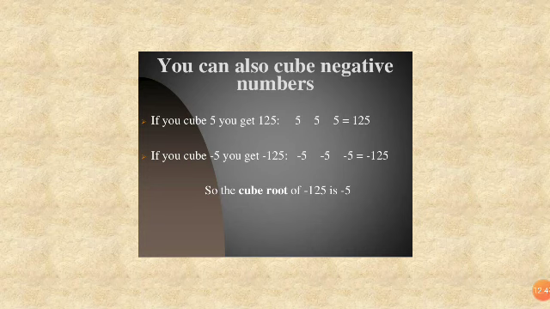A negative number is also multiplied 3 times in a cube. Minus 5 into minus 5 into minus 5. Already you know that an even count of negatives gives a positive, and an odd count of negatives gives a negative. So with 3 minus signs, we get minus. We get minus 125. So the cube root of minus 125 is minus 5.